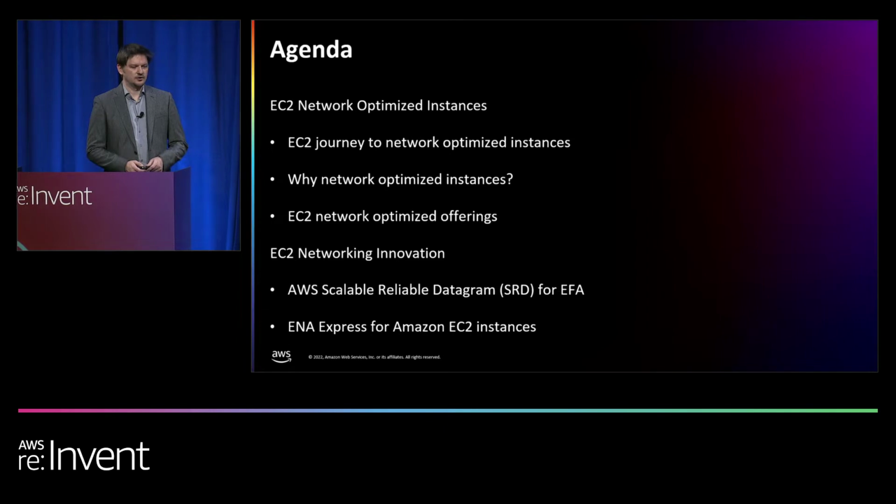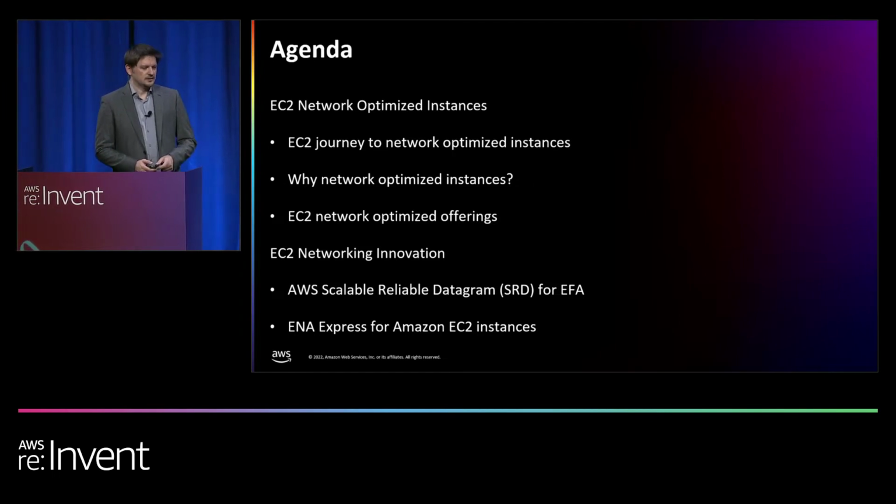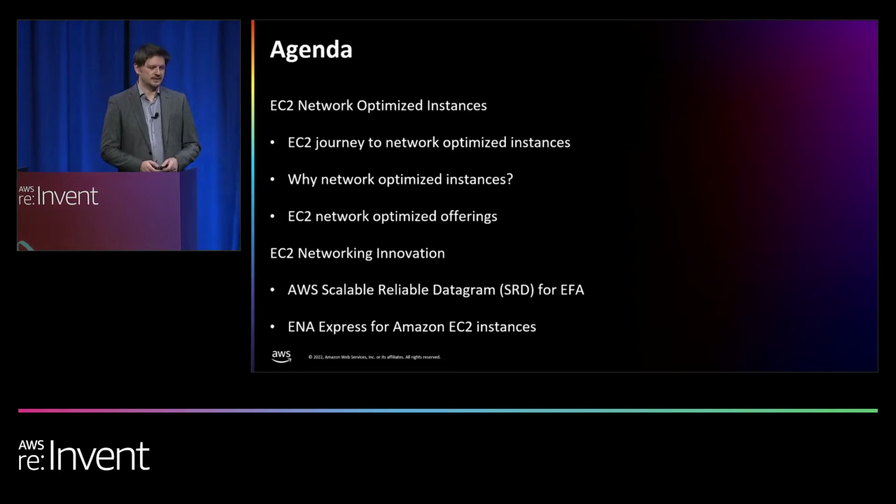In the second half, John will talk about EC2 innovation on the networking front, how we have launched SRD, Scalable Reliable Datagram for EFA in the past, and how we're expanding this capability to all EC2 instances.